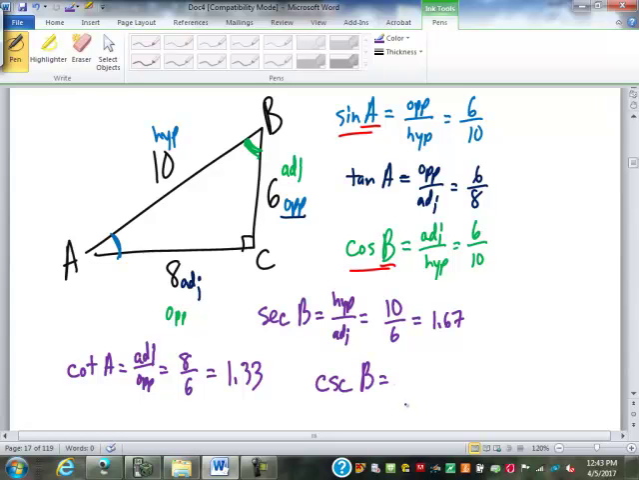Cosecant of angle B. Cosecant is hypotenuse over opposite. So hypotenuse is 10. The opposite is going to be the 8, because we're looking at the angle B. That is 1.25.